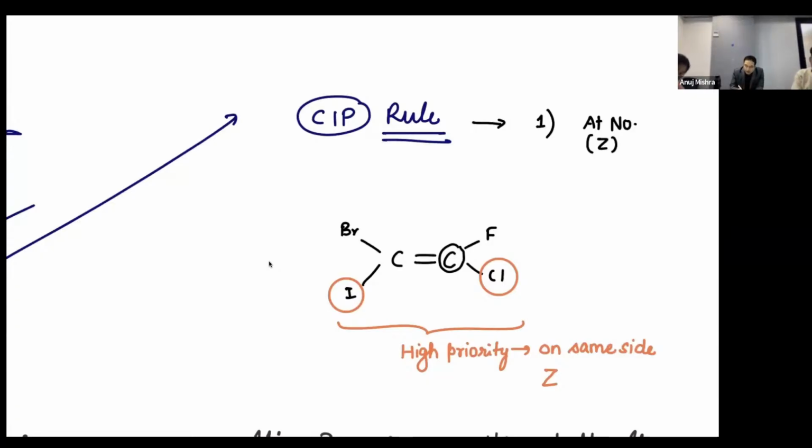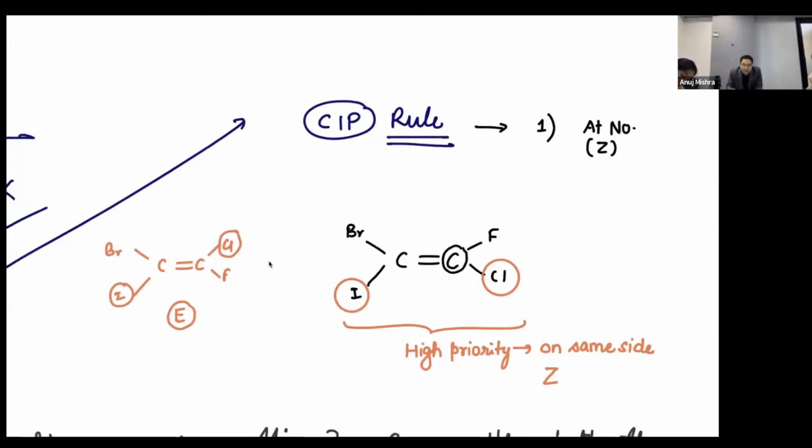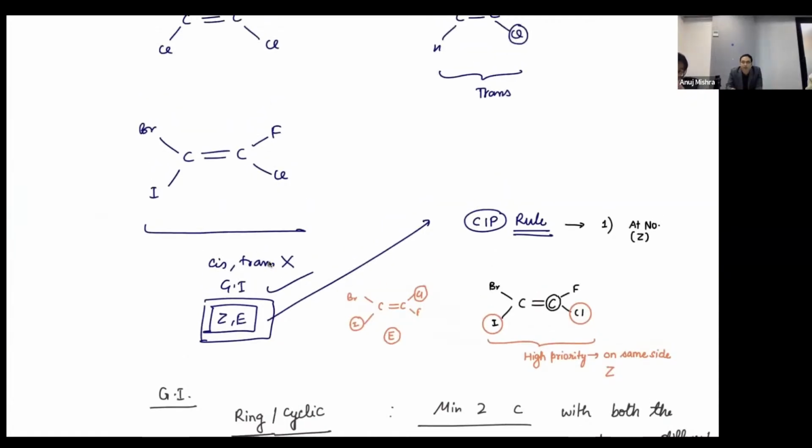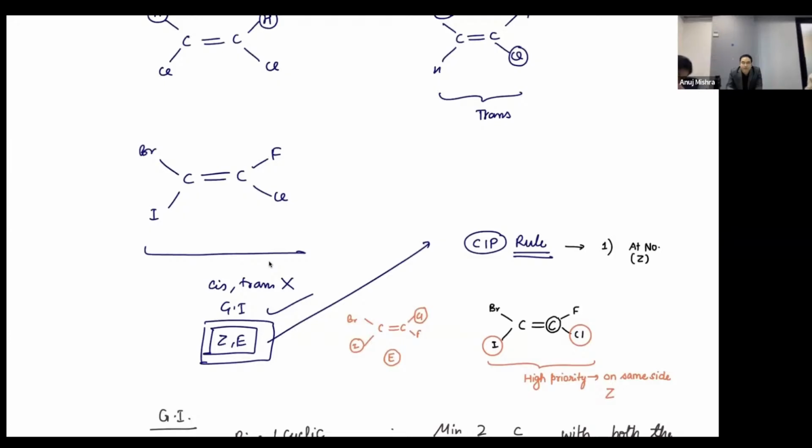Had it been the other way around, let's say it had been C double bond C, Cl, F, Br, I, then it is E type. When high priorities are on opposite sides, that is E. Please write down this example. High priority same side Z, high priority opposite side E. Can you do the cases? So we will practice questions on this also. Next part.